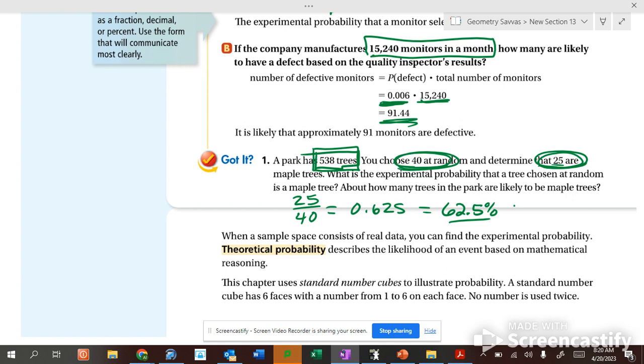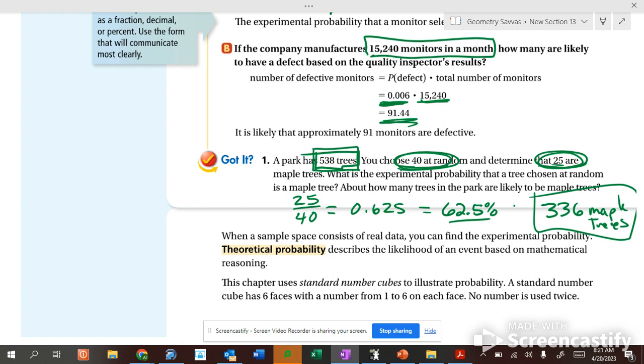How many? Do I take 0.65 or 0.65? Yeah. Because if we put 62.5, you'd get 33,000, right? If there's only 538 trees in the park, could you have 33,000 maple trees? No. How about 336 maple trees? Exactly.